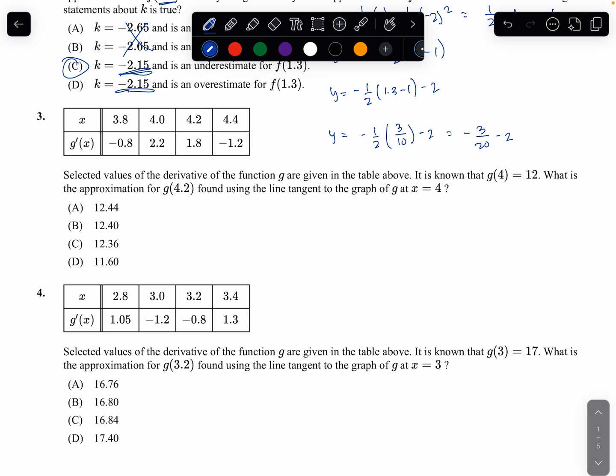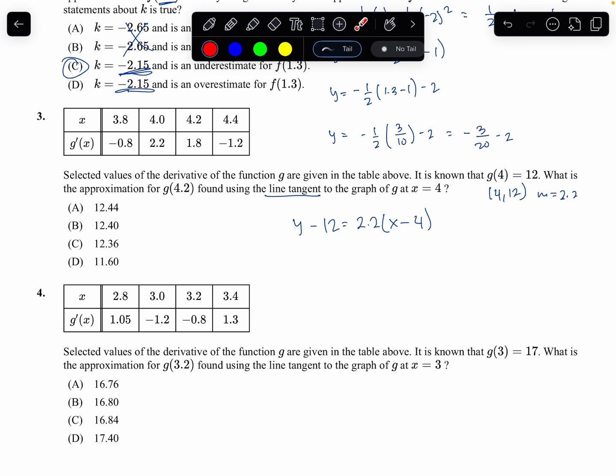All right, select values of the derivative of the function g are given in the table. So we have values of g prime. It is known that g of 4 is equal to 12. So look, we have a point. The point that we're looking at on g is (4, 12). And we do have the slope there. So g prime of 4 is 2.2. So I could say m is equal to 2.2. What is the approximation for g of 4.2 using the tangent line? So y minus 12 is going to be equal to 2.2 times x minus 4.